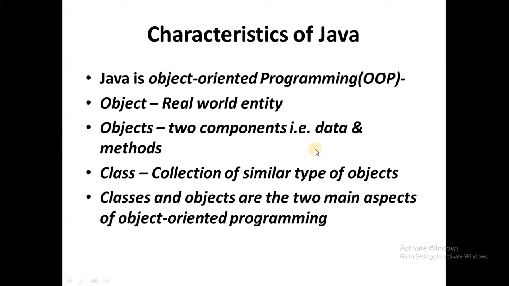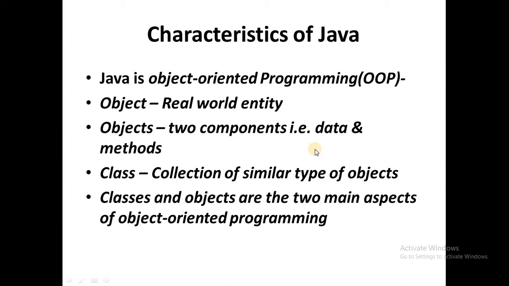So whatever, the problem can be anything. The problem can be a simple problem or a complex problem. In object oriented, the problem can be solved in terms of objects. Okay, what is an object? Object is a real world entity.